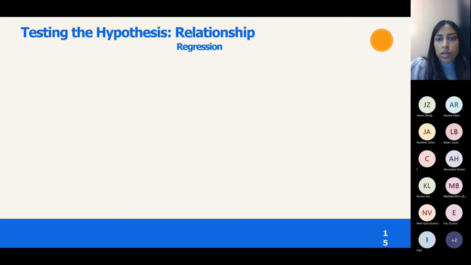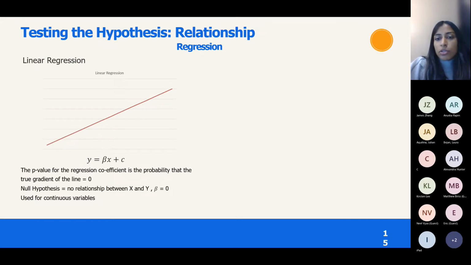So we'll talk about now relationship regression. So regression sounds complicated, but it's really about plotting a line. So when you have two numerical values, you can plot a line with y equals mx plus c, or b here, basically. So the beta, we'll talk about that in a second. So the p-value for the regression coefficient is a probability that the true gradient of the line is 0. And in a null hypothesis, the gradient is 0. The line is flat. There is no relationship.